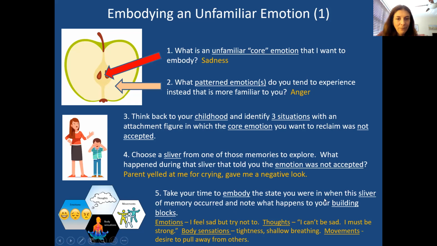So take the time to embody the state you were in when this sliver of memory occurred and note what happens to your building blocks. When you were invalidated like that, how does that impact your emotions, thoughts, movements, and body sensations? For example, I'm feeling sad, but I'm trying not to. I'm thinking I can't be sad, I must be strong. My body sensations, trying to be strong, are tightness and shallow breathing, trying to hold back the sadness, hold back the tears.